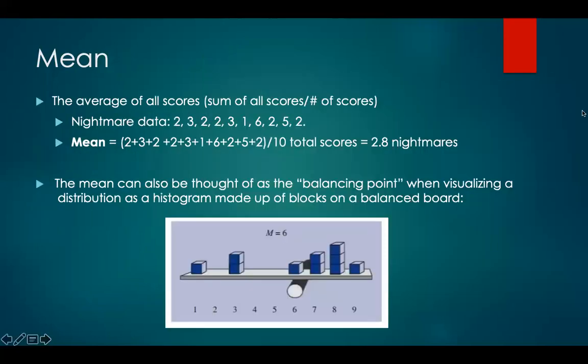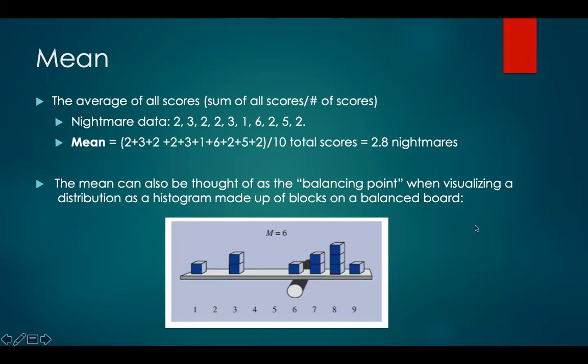And this brings us to mean. So the mean is simply the average of all of the scores in a distribution. So the sum of all of the scores divided by the number of scores. So in that nightmare data set, if I add up all of those scores and divide by the total number of scores, which is 10, we see that the mean is 2.8. So on average, people have 2.8 nightmares in the last week.